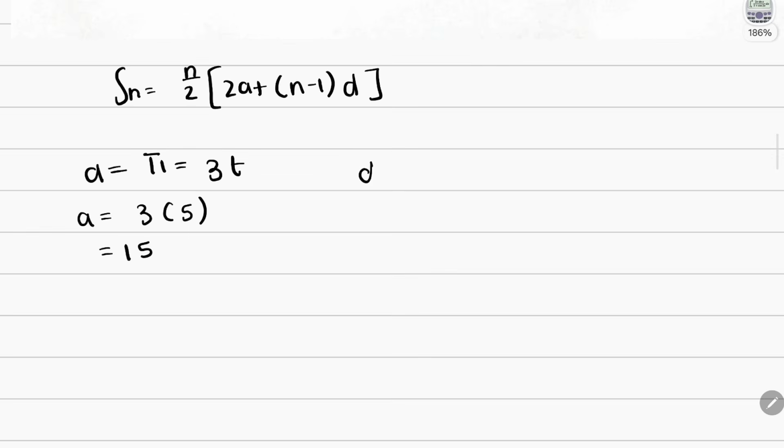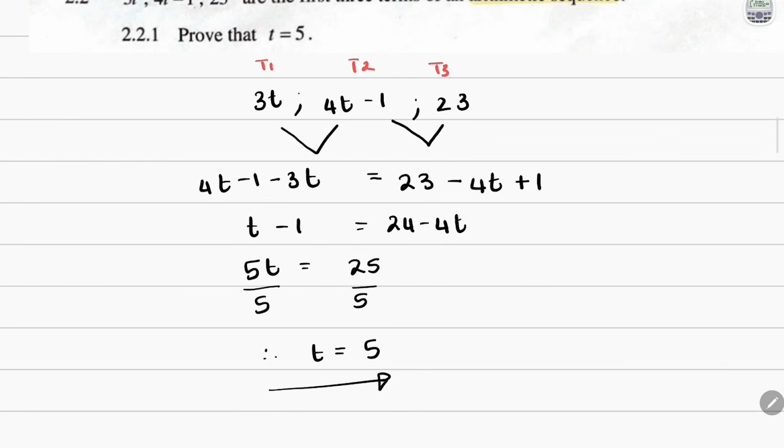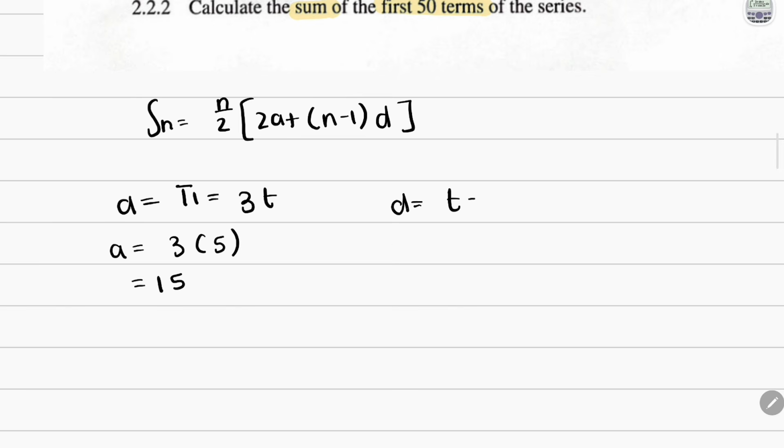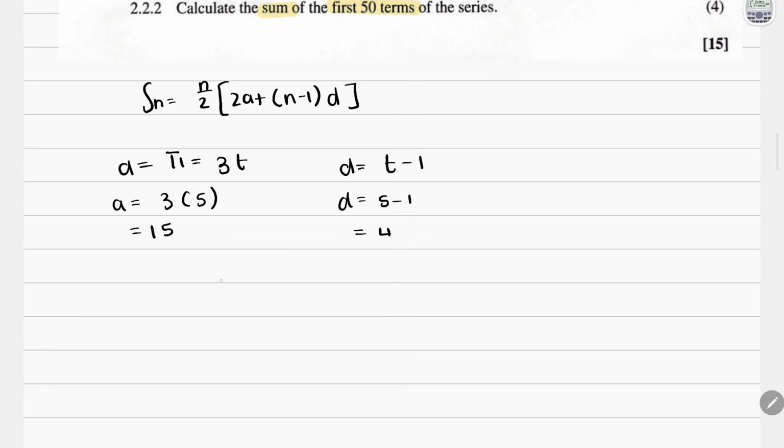And then the difference. We have two that we can use. You see, when we said term 3 minus term 2, this is what it simplified to. And when we said term 2 minus term 1, it simplified to this. So this is easier to use. We'll say t minus 1, that is d. So d equals t minus 1, which is 5 minus 1, and that is 4. So we've got the difference and the first term, and so we can find the sum of 50 terms.